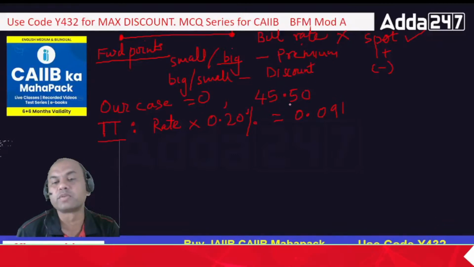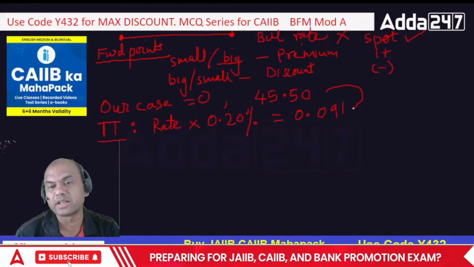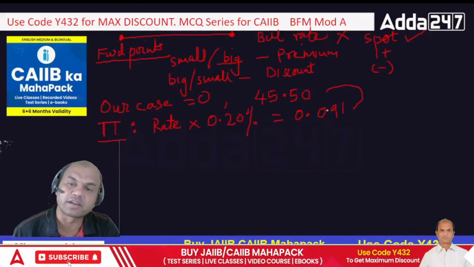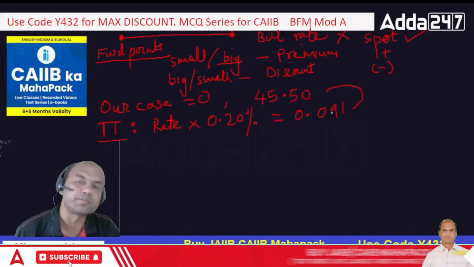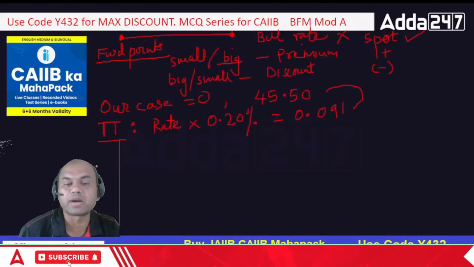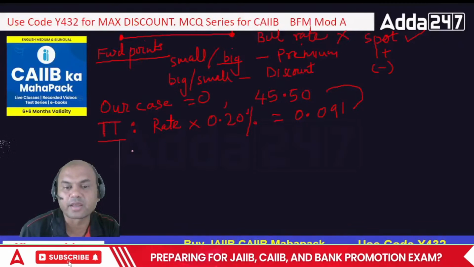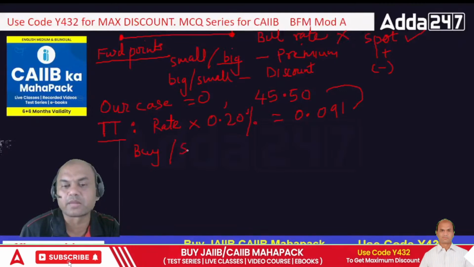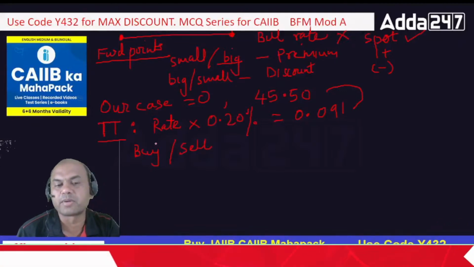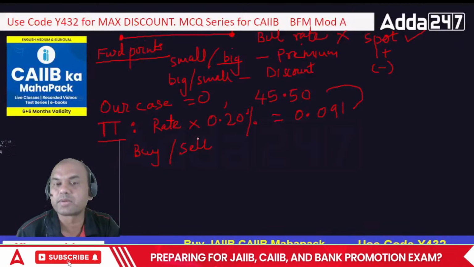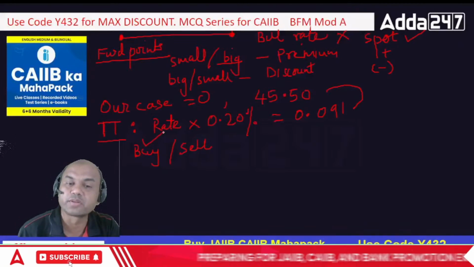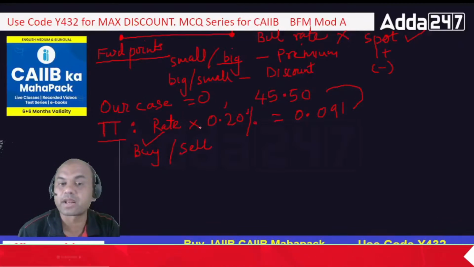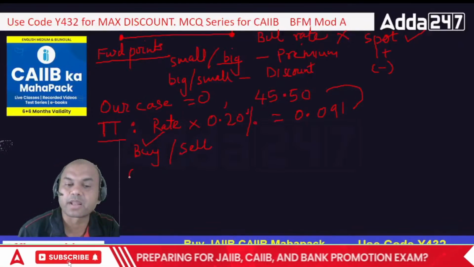Okay. Now what will I do with this TT? Should I add this or should I subtract this? Tell me now. What am I doing now? Am I doing a buy or sell? Everyone, who can tell me? I am doing buy. So in buy, what did I tell you? We have to add or subtract? We have to subtract, minus.